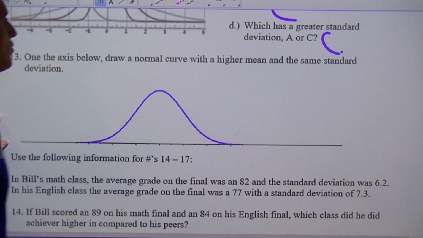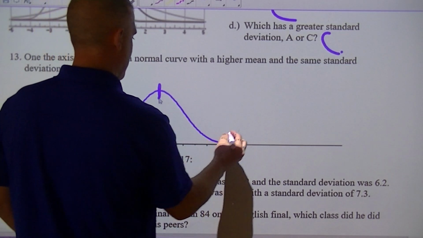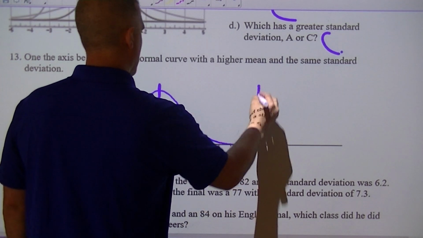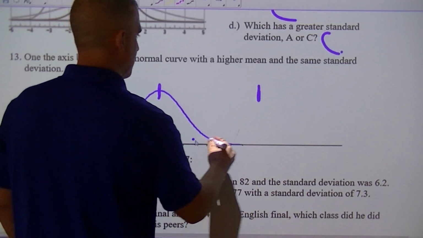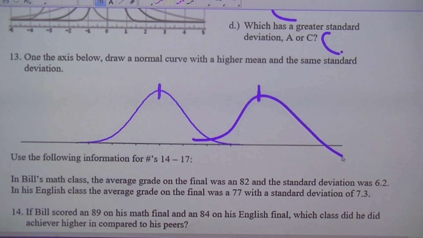On the same axis, draw a bigger mean with the same standard deviation. So my mean would have to be somewhere over here. Same deviation means it's got to look about the same, so it's got about the same width.